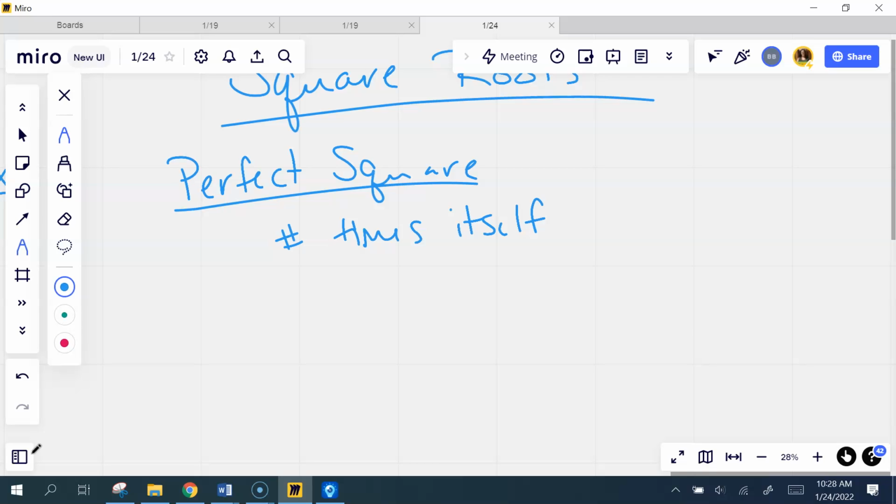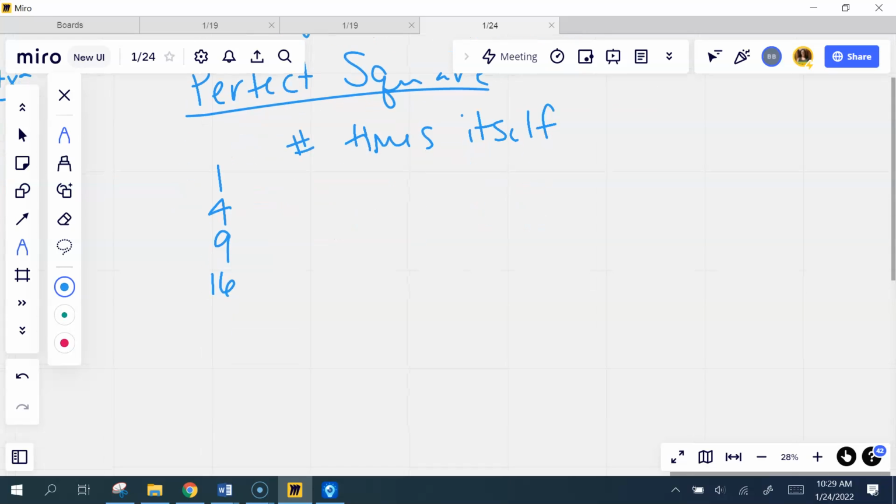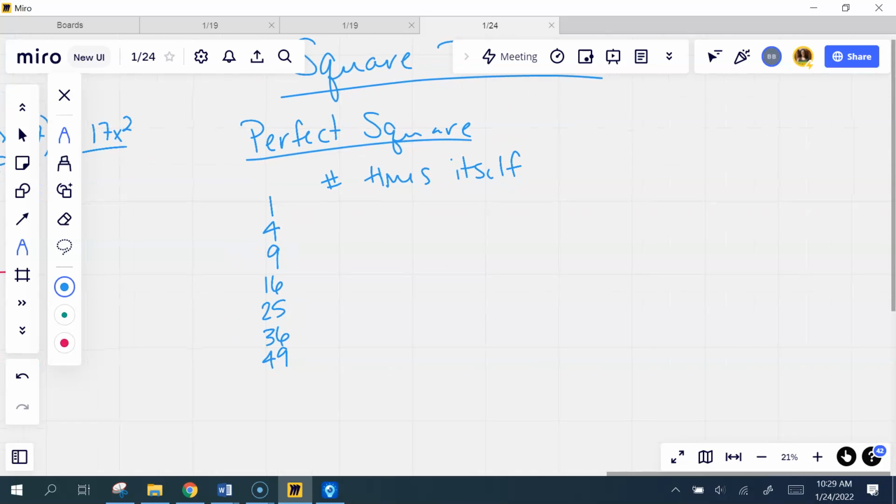So let's start. We start with 1 times 1 is 1. And then 2 times 2 is 4. 3 times 3 is 9. 4 times 4 is 16. Keep going. 25. 64.